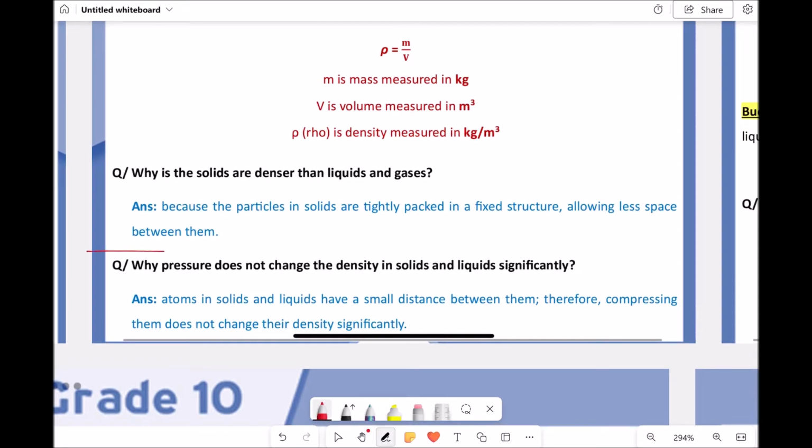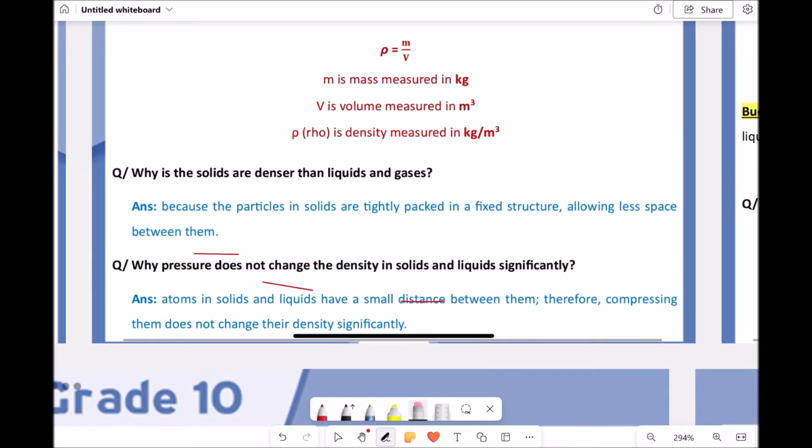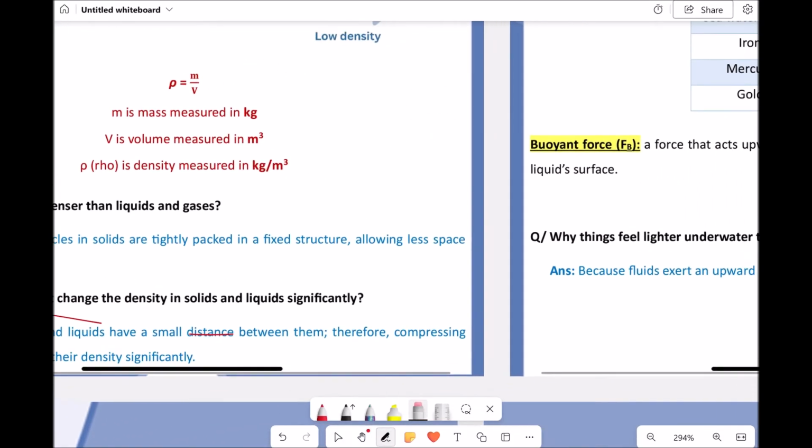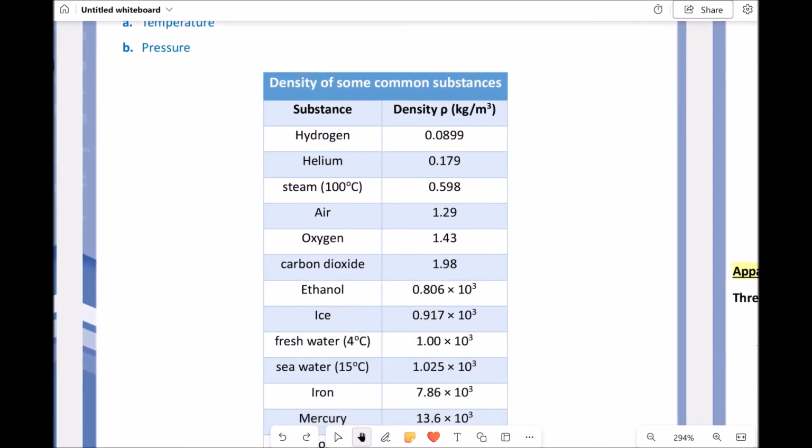Another question: why does pressure not change the density in solids and liquids significantly? You can answer it with the same answer as the above question. It's because particles in solids and liquids are closely packed, and they have a small distance between them, whereas in gases, the particles are loosely packed.